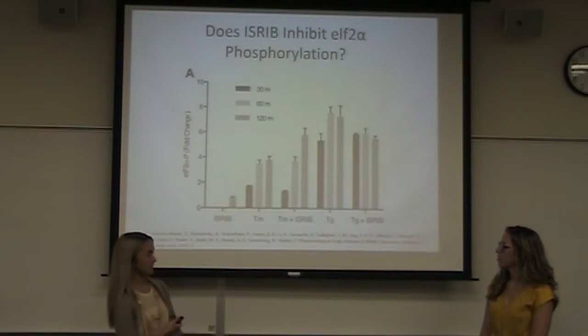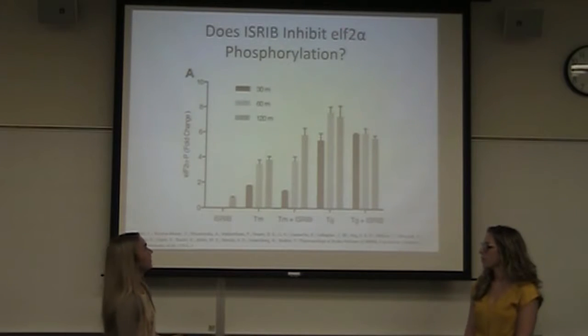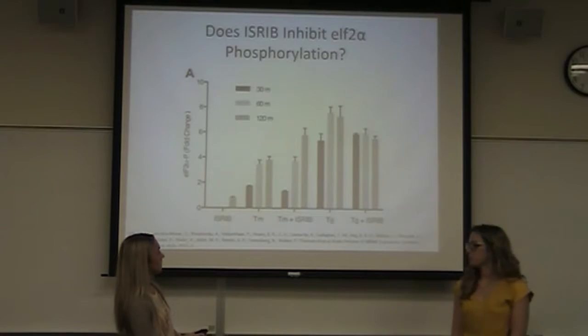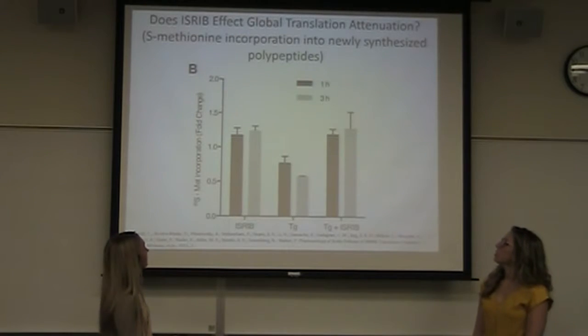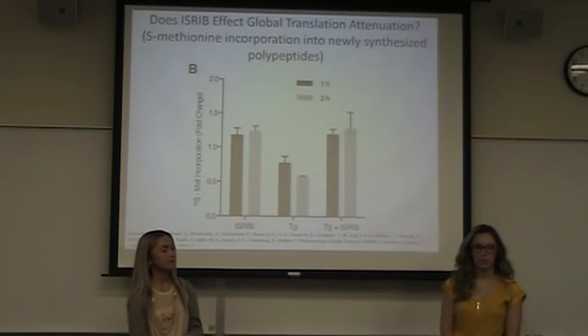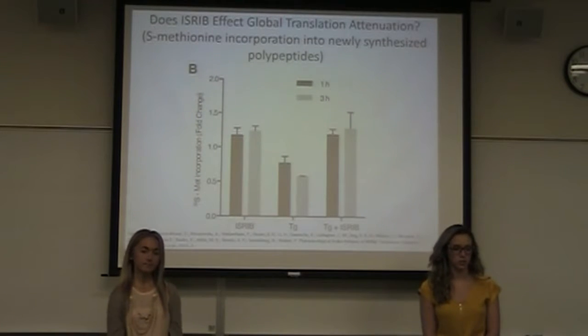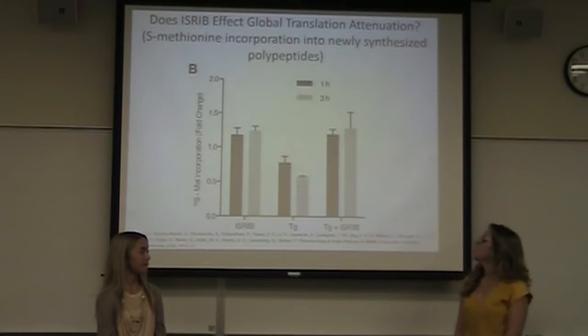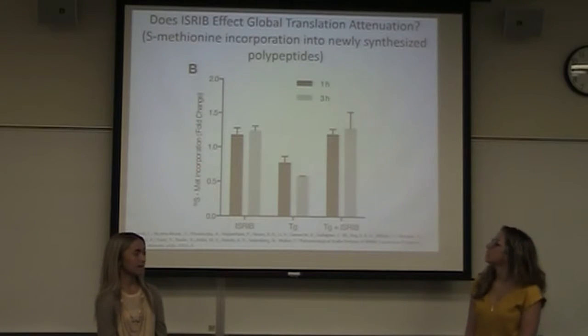And then we previously went over that slide and showed that it's not the eIF2 alpha phosphorylation either that inhibits the ATF4 production. So next, since they realized eIF2 alpha is still being phosphorylated and so is the PERK sensor, they wanted to see if there are more downstream effects that RIB is affecting. So they looked at the global translation attenuation.